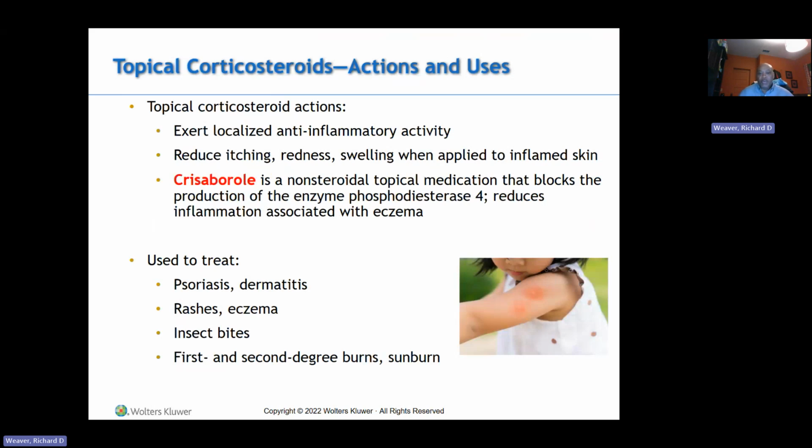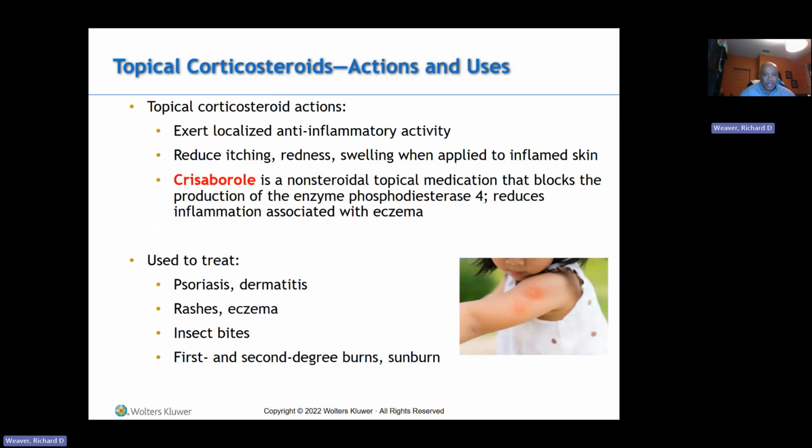Now, topical corticosteroids exert localized anti-inflammatory activity. So they reduce inflammation, right? Because inflammation can be very bothersome. When applied to the inflamed skin, they tend to reduce the itching, the redness, and the swelling, all of which is considered inflammation. Now, these drugs are used in treating various disorders such as psoriasis, dermatitis, rashes, eczema, insect bites, as well as first and second degree burns, to include sunburns.